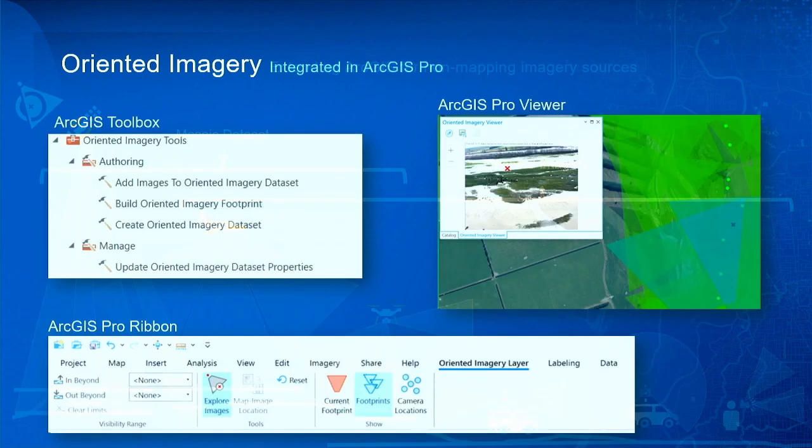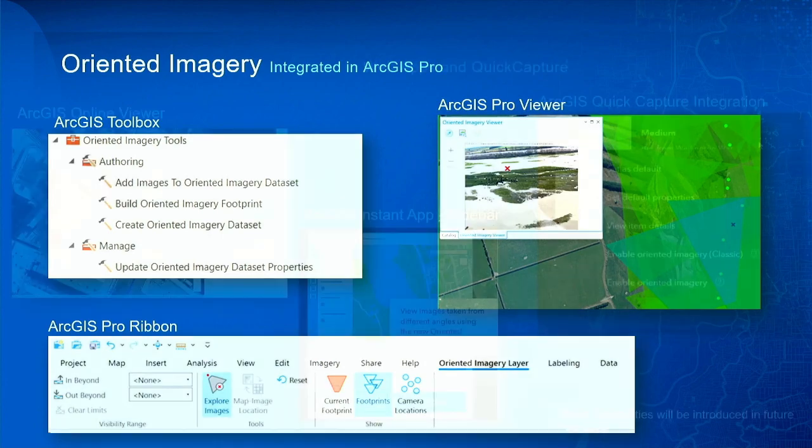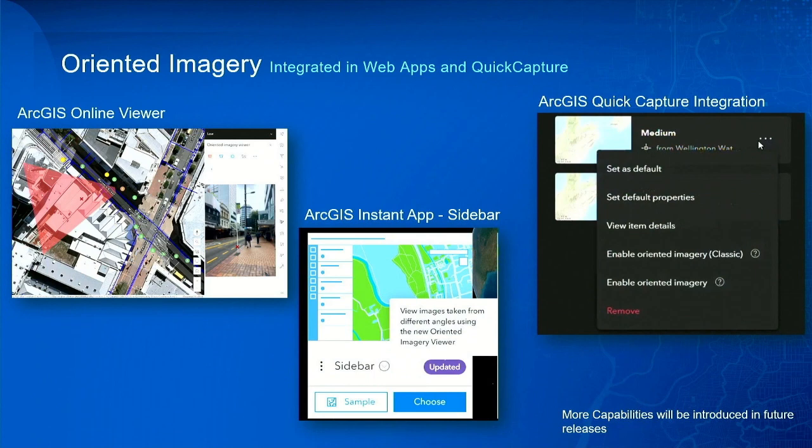So how it's being integrated at the moment is that in ArcGIS Pro, we've got a toolbox now. So if you install ArcGIS Pro, you get the toolbox and you can create an oriented imagery catalog, and you can add your images and manage that catalog. It also comes with a ribbon and a viewer to interact with that oriented imagery catalog. You can then use a normal sharing workflow in ArcGIS Pro to make it available in ArcGIS Online. And from there, you can start interacting with it as well.